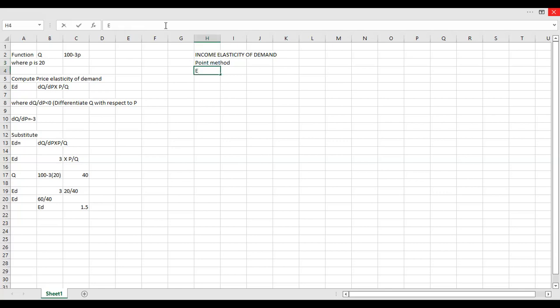So the income elasticity of demand is denoted EY, which is equal to the change in quantity, change in Q, divided by the change in Y, which represents the income, multiplied by the income itself, divided by quantity.